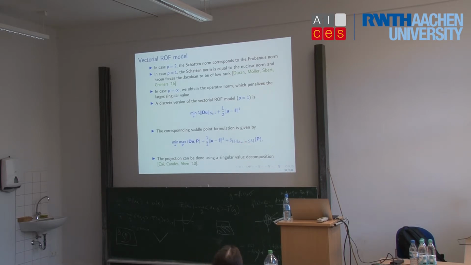Then it turns out that you just need to perform a singular value decomposition of the matrix. And the matrix is small. It's just 2 times 3. You have 2 derivatives, x and y, and 3 components, RGB. So it's a 2 times 3 matrix. Singular value decomposition, and perform just a projection or shrinkage depending on this norm on the singular values. So there's a proof in this paper that this is the correct projection.